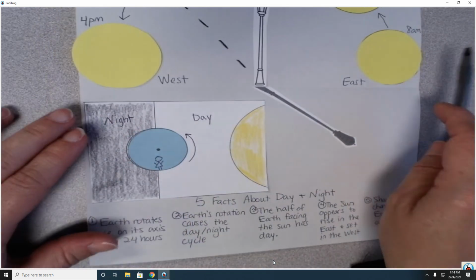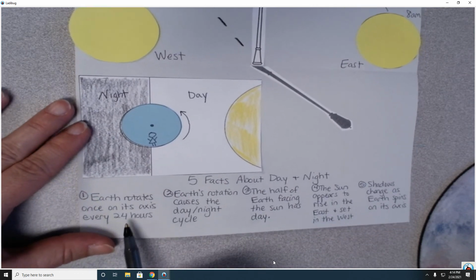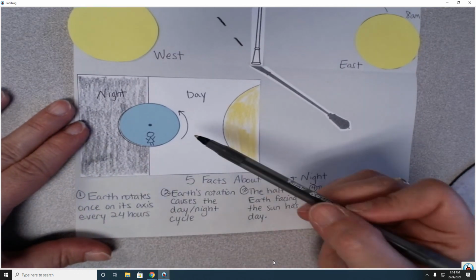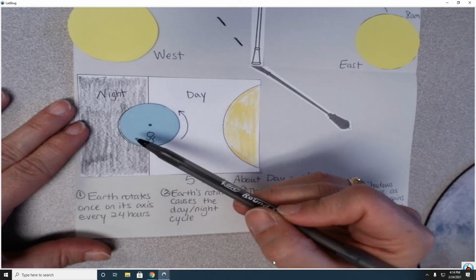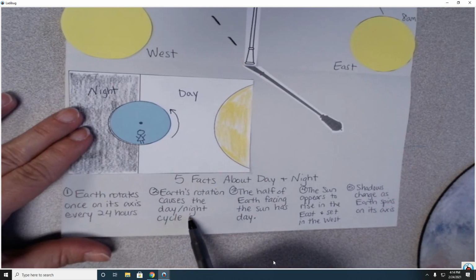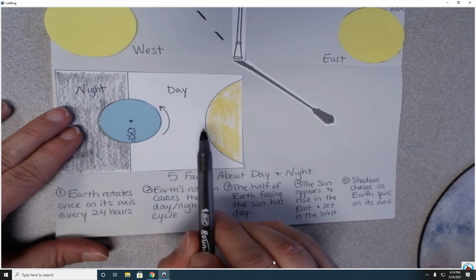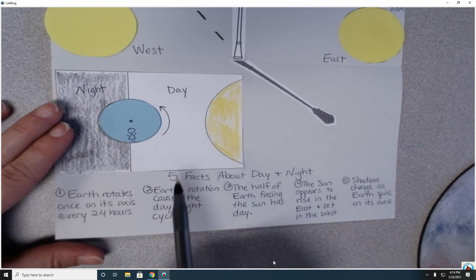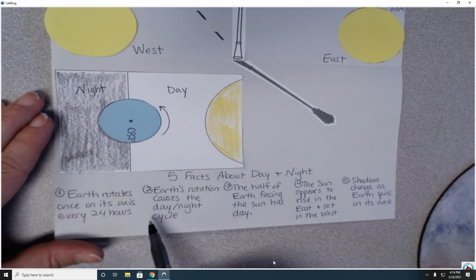So we know that it takes Earth a full 24 hours to rotate on its axis. So you could divide that in half and say, well, 12 hours is going to be daytime, 12 hours is going to be nighttime. We know it's Earth's rotation that causes the day-night cycle. We know that this half of the Earth facing the sun is experiencing day. The other half that's not facing the sun is experiencing night.